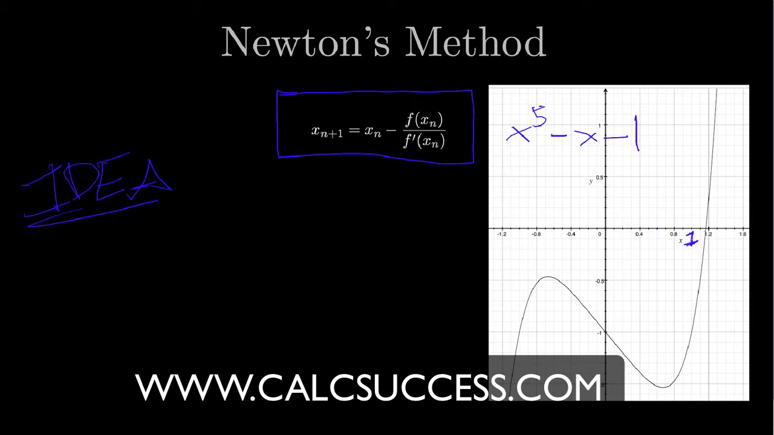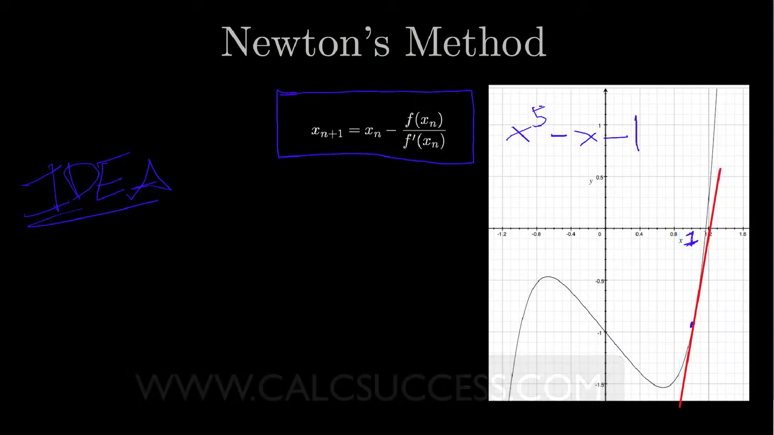So you find the tangent line at that point. So for example right here, we would find the tangent line here. And so the tangent line would look something like that. Once you do that, you find the point where the tangent line crosses the x-axis. So you find the x-intercept for the tangent line, which would be easy to do.